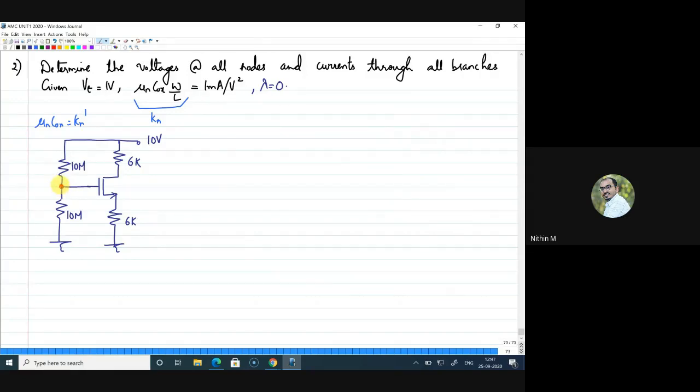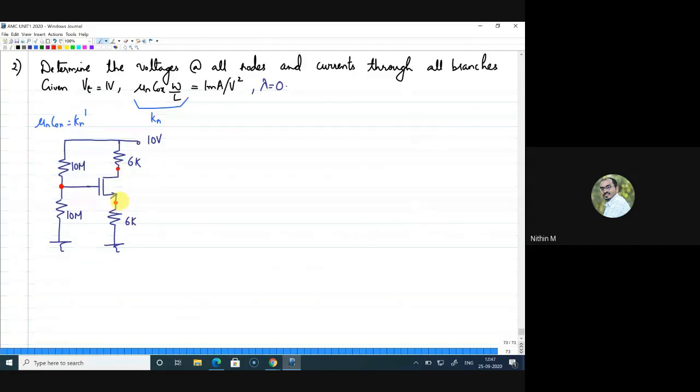This is one node, which is the gate node. Another node is the drain, and the last one is the source. These three are the nodes. So I need to find the voltages at the drain, gate, and source nodes. That is the first thing. The second thing is the current through all the branches.